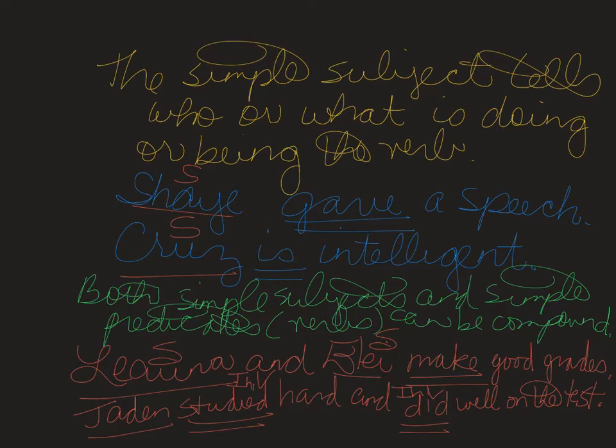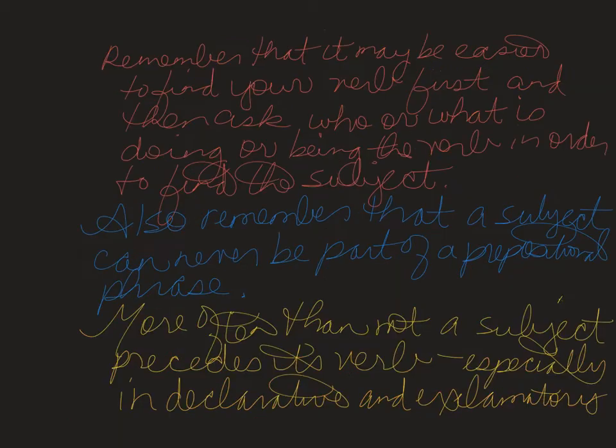And the next one, Jaden studied hard and did well on the test. Here our compound is a predicate, it's a verb, simple predicate. Studied, did are both our intransitive action verbs, meaning they don't have any direct objects. Jaden is your simple subject. Jaden did what? She studied and she did. All right, next slide.